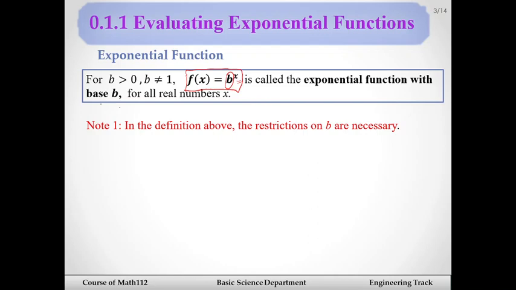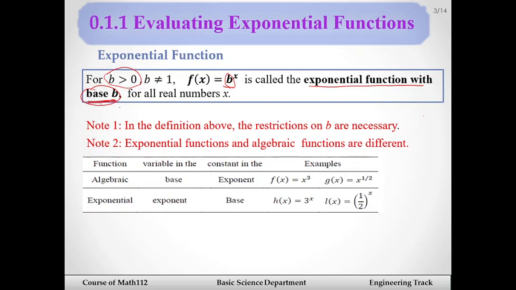And the other thing is b should be bigger than 0. Otherwise, there will be some negative number, and this number, for example, will be hard to calculate. It will be a complex number, not a real number. So these two conditions on b are important. And we call this the exponential function with base b. Base b is the base here.